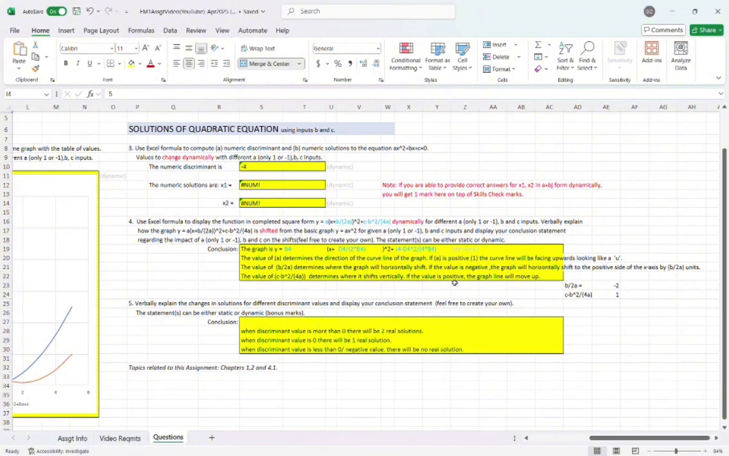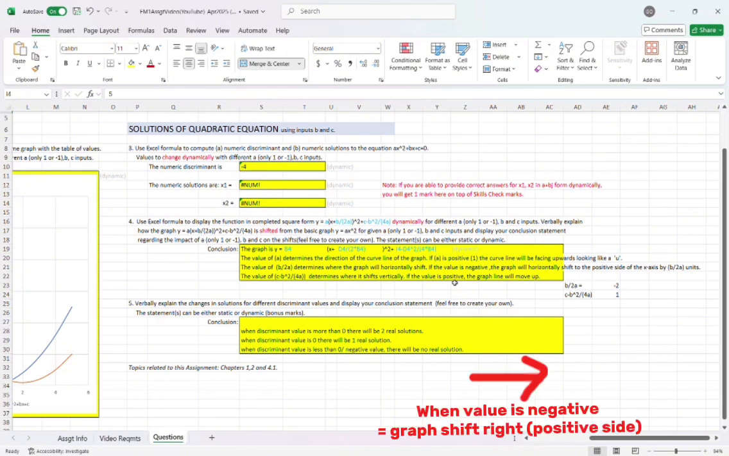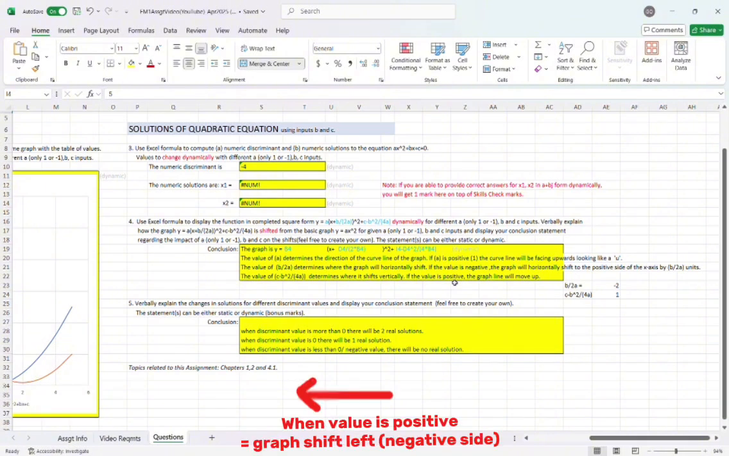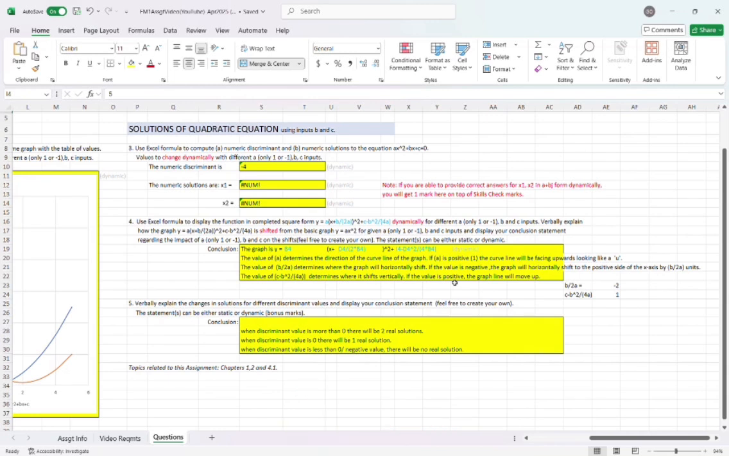The value of b over 2a, which is our D4 over 2 times B4 here, determines where the graph will shift horizontally. In this case, the value is negative, so the graph will shift horizontally to the positive side of the x-axis by b over 2a units. And if the value of b over 2a is positive, the graph will shift horizontally to the negative side of the x-axis by b over 2a units.